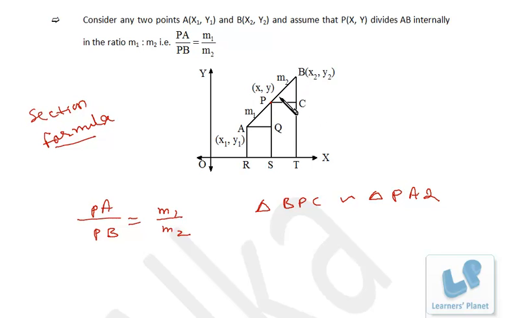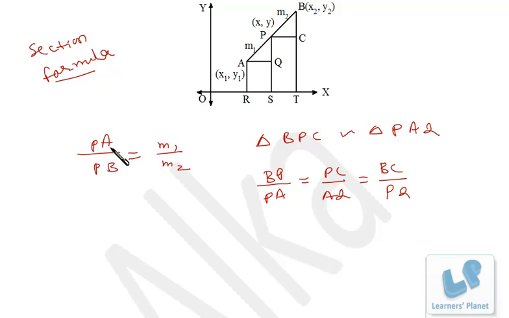Now if the two triangles are similar, their sides will obviously be in the same ratio. So BP by PA, I can write, BP by PA is equal to PC by AQ is equal to BC by PQ. Now PA by PB, that is PB by PA, is m1 by m2. So I put the values over here, m1 by m2.